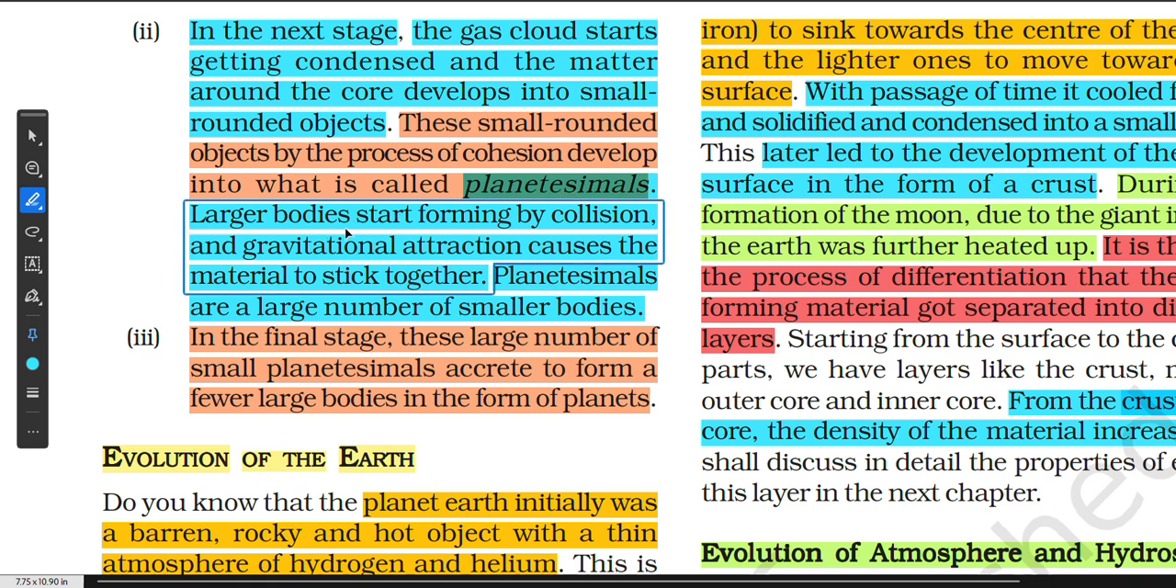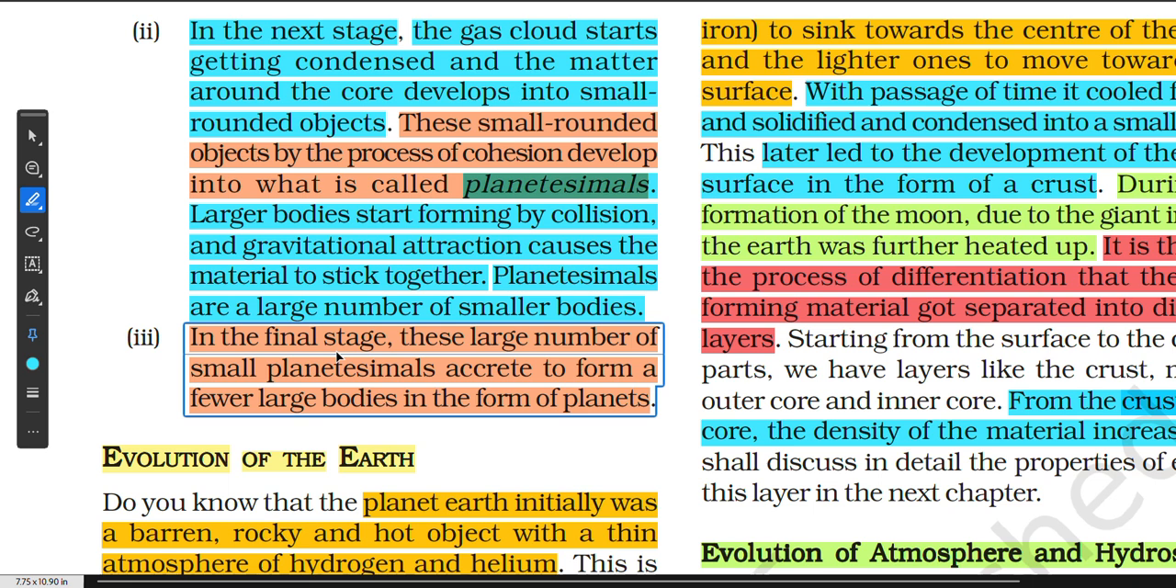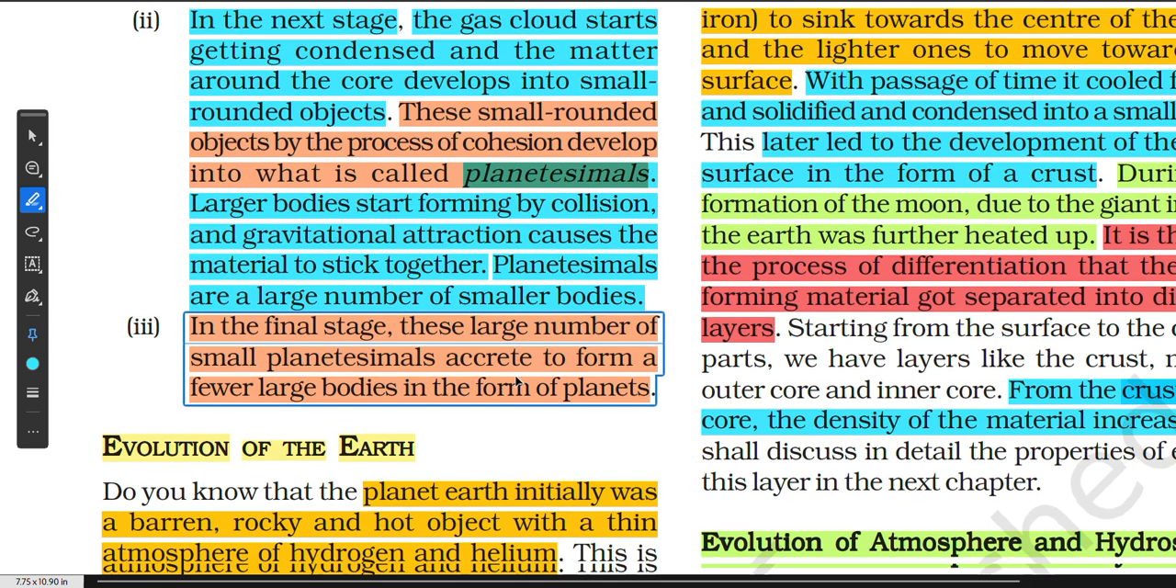Larger bodies start forming by collision, and gravitational attraction causes the material to stick together. Planetesimals are a large number of smaller bodies. In the final stage, these large numbers of small planetesimals accrete to form a few large bodies in the form of planets. Now let us talk about the evolution of the Earth.